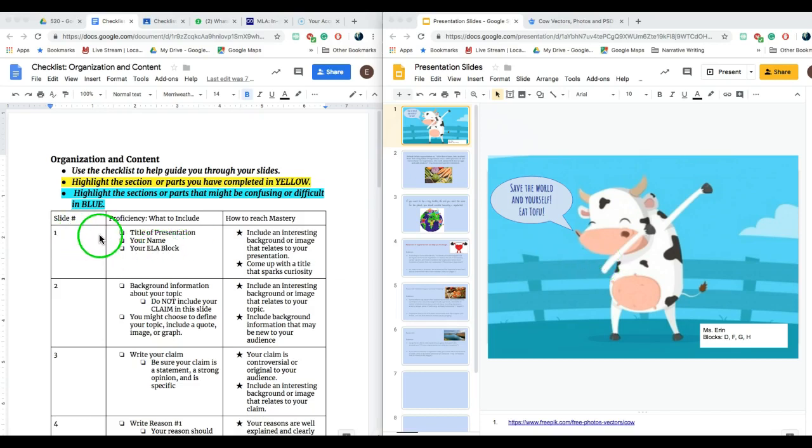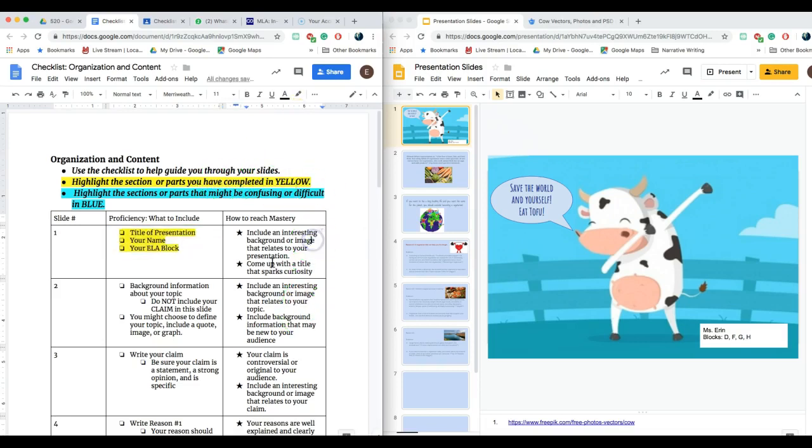In the first slide, slide number 1, I need my title, my name, and my ELA block. I put my title here in a speech bubble, and my name and my block. So I have all of that done, and I can go ahead and highlight all of that yellow, because that tells me that it's completed.